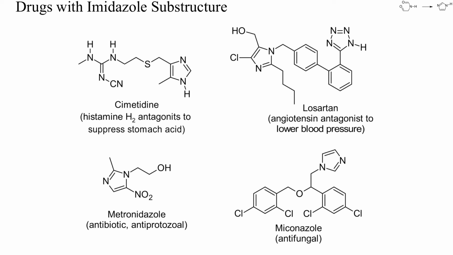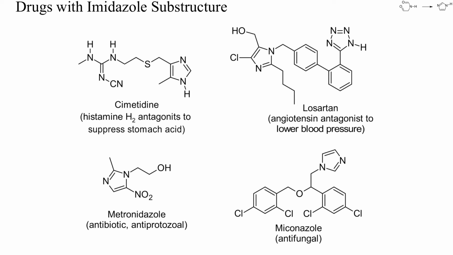Many drugs and plant protection agents are substituted imidazoles, like those shown here. In cimetidine, the first selective histamine H2 antagonist suitable for the treatment of stomach ulcers, the imidazole ring is a critical pharmacophore and difficult to replace by less basic heterocycles.